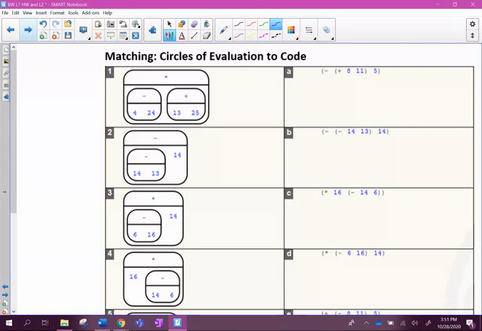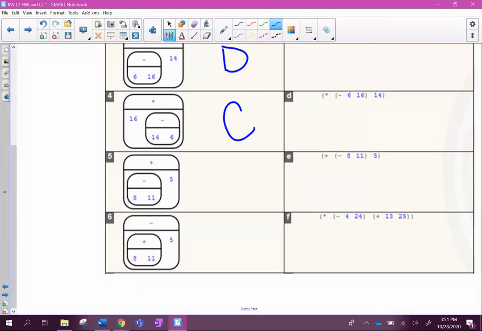All right, number 1 goes with letter F. Number 2, letter B. Number 3, letter D. Number 4, letter C. Number 5, letter E. And number 6, letter A. Okay, so hopefully you got these correct. And we're going to do some more practice.